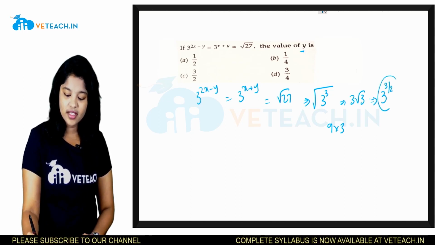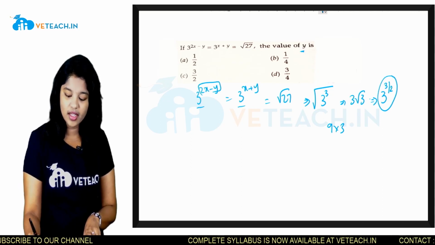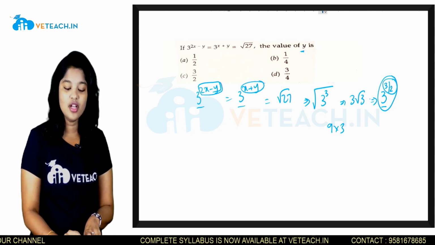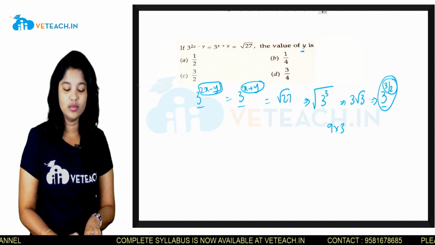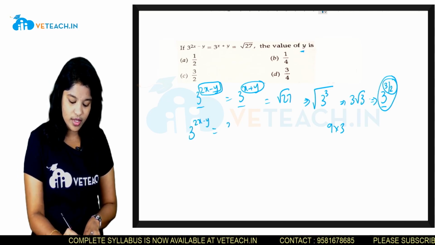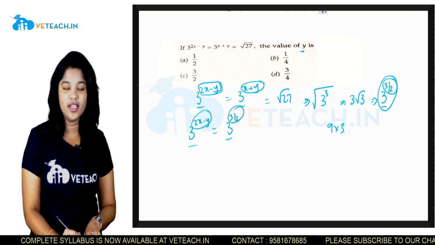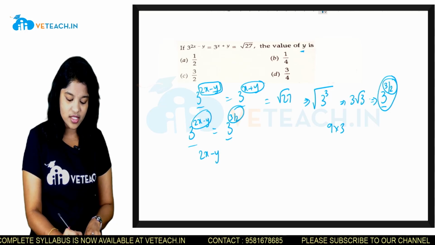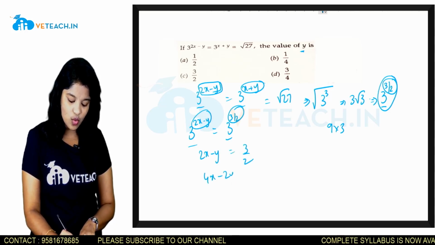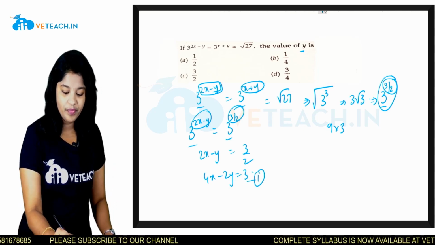Now I am considering this 3 power 3 by 2. Why? Because here all the bases are equal, so if we compare just the powers of the corresponding terms, we can simply find the y value. First, I am considering 3 power 2x minus y is equal to 3 power 3 by 2. Since bases are equal, the powers should be equal. So 2x minus y equals 3 by 2, that is 4x minus 2y is equal to 3. Let this be equation number 1.